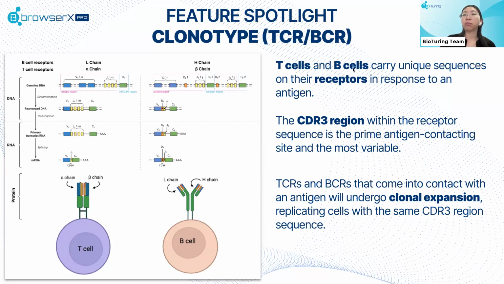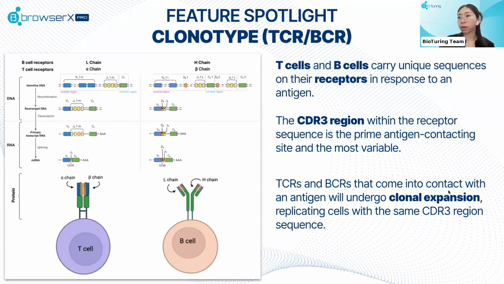So it's really important within this type of analysis to figure out which CDR3 regions are important for us to know. Again, the CDR3 region is the most variable, and it is the region which actually comes into contact with the antigen. When we study TCRs and BCRs and how they come into contact with an antigen, these T cells and B cells will typically undergo clonal expansion, meaning the same cells with a particular receptor sequence will expand and have the same receptor sequence on their cell surface.